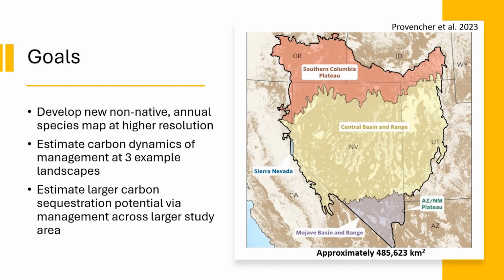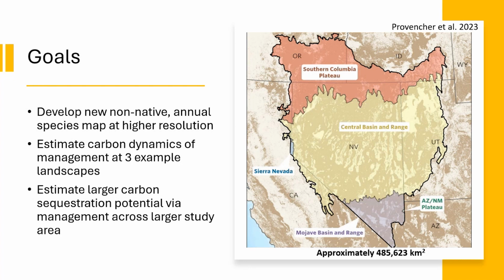So there were kind of three main goals here, and one that I don't want to put up on a screen, but I'll tell you. The first one was to develop a new non-native annual species map at a higher resolution than what we can generally get for really large areas. In the Great Basin, kind of the Intermountain West, invasive non-natives are one of our major problems. And so they're really a concern and a restoration focus. So that's an important piece as we go through.